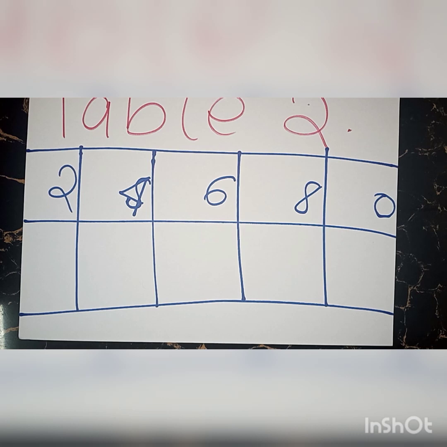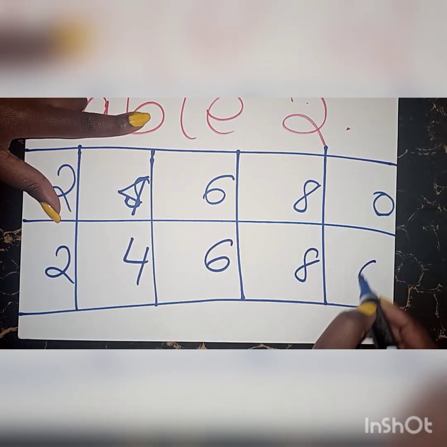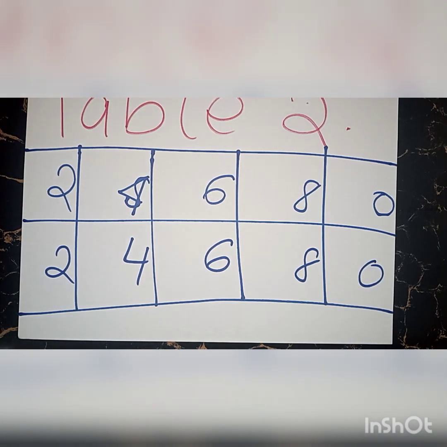Okay? And remember, we've drawn a table that has 5 columns and 2 rows. So that means that what we've done in the first row, we need to replicate it to the second row. Okay, so that means that in the second row, we also write all the even numbers from 2 to 8 in ascending order and then add a 0 at the end. Okay, just like we did in the first row. So we have 2, 4, 6, 8, and 0. Are we together?